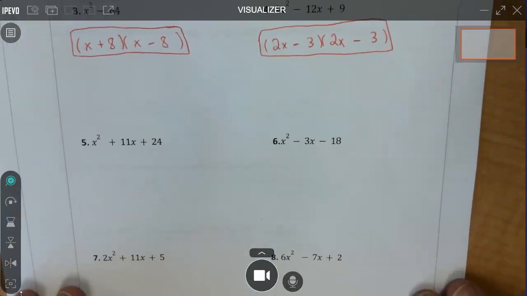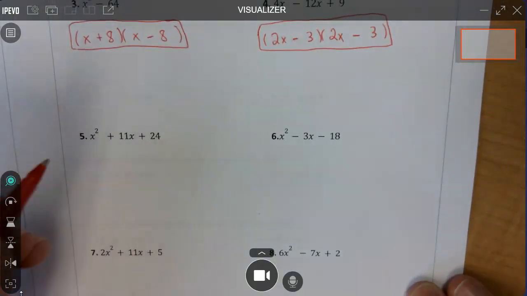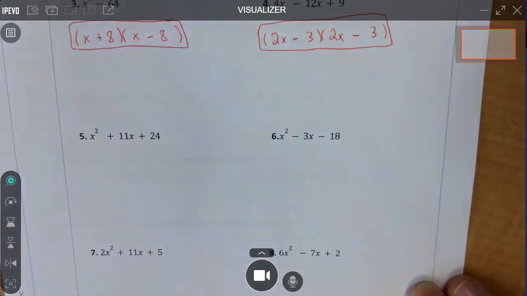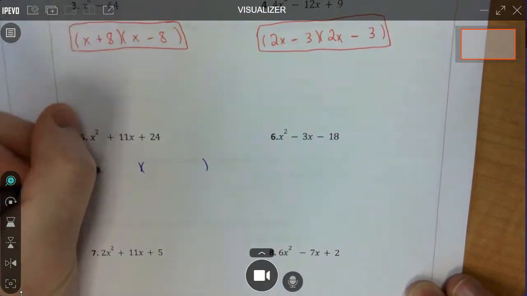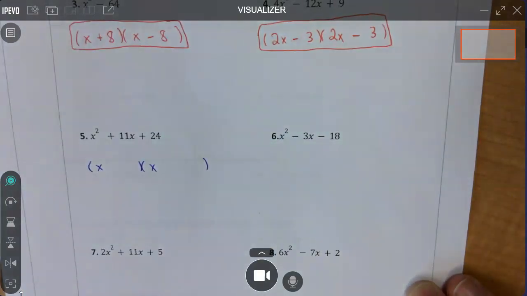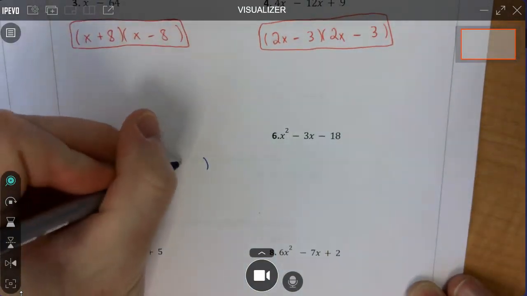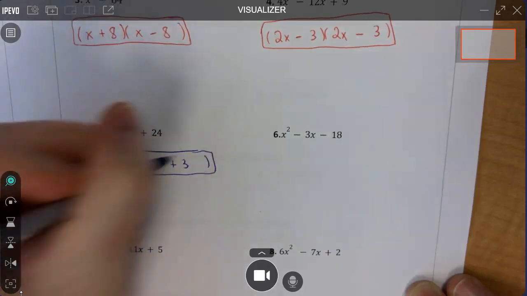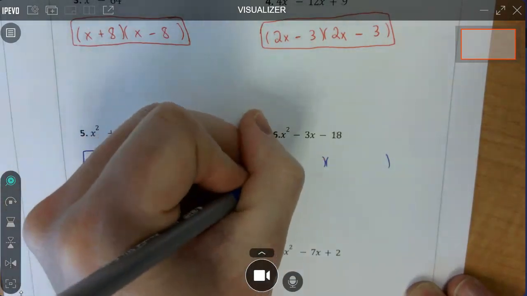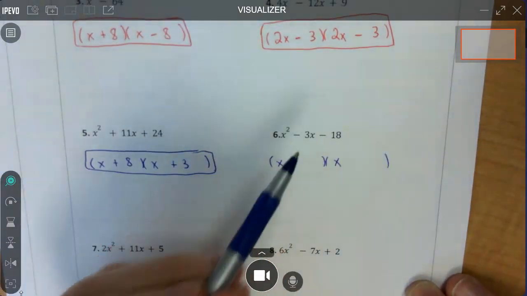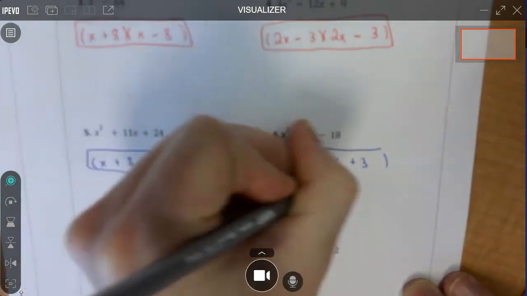All right, now what I have on 5 and 6 is I see that my a term is 1. They're not both perfect squares. So now I do the method of, okay, what two numbers multiply to make the c value, but add to make b? So I go x and x. What two numbers multiply to make 24, but add to make 11? And that's going to be plus 8 and plus 3. And there's that answer. Similar type of thing here. What two numbers multiply to make negative 18, but add to make negative 3? It's going to be a minus 6 and a plus 3.